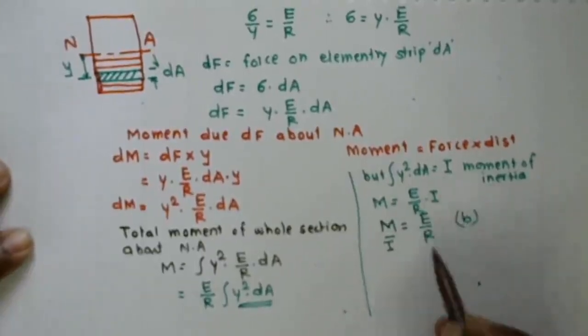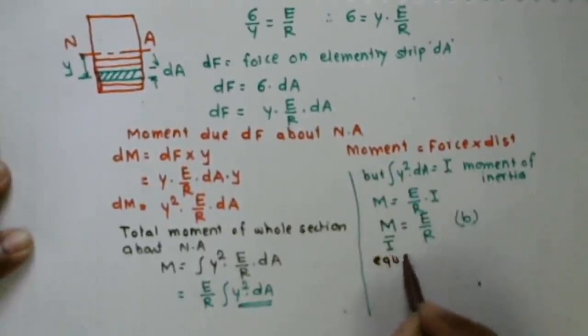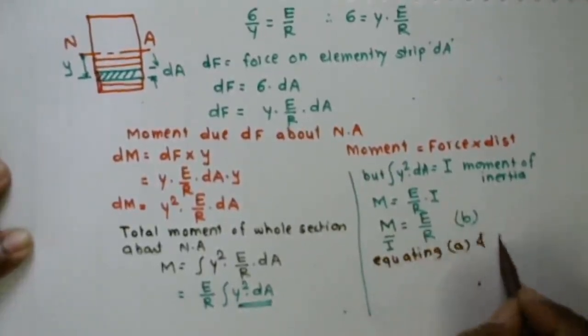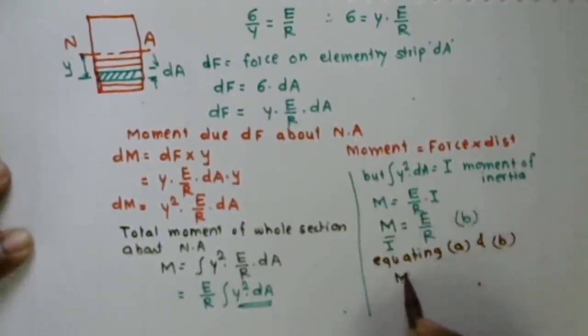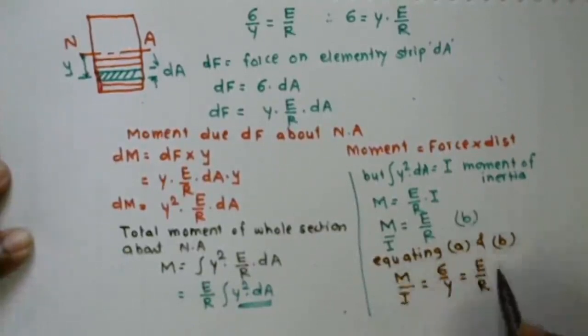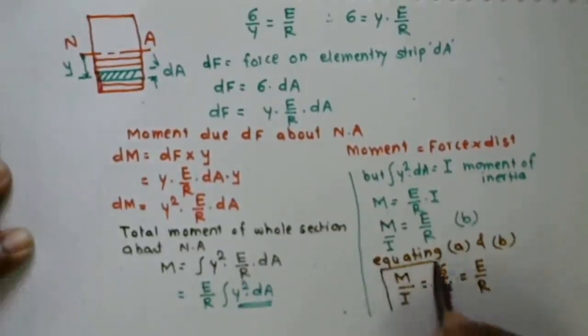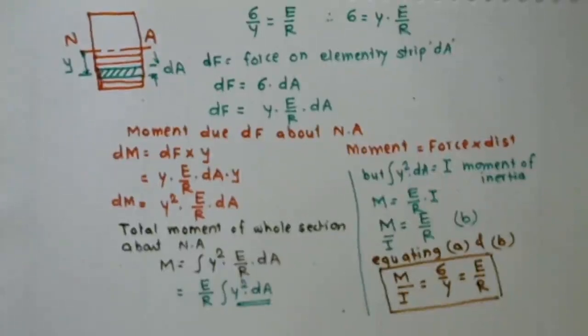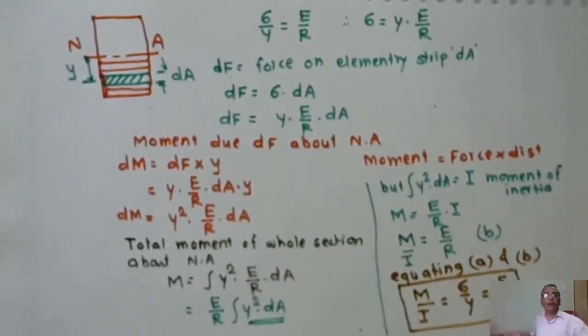And now equating the equations A and B, you will get here M upon I is equal to sigma upon y is equal to E upon R, and that equation is known as bending equation, or this is also known as the Flexure formula. I hope you understood these derivations of the Flexure formula.